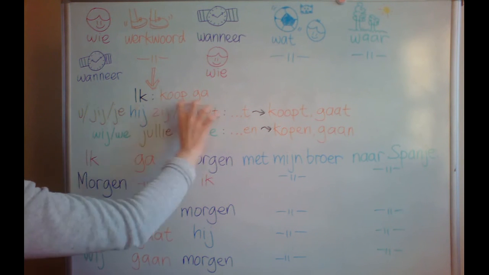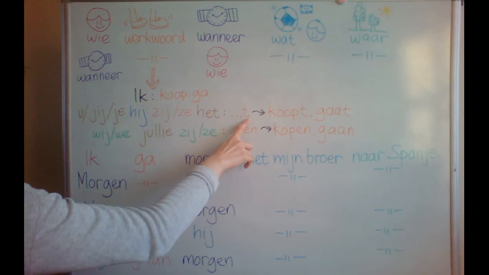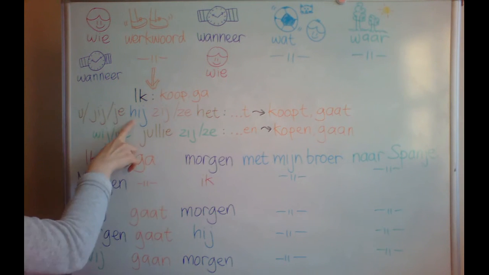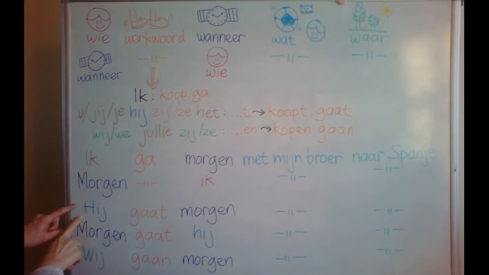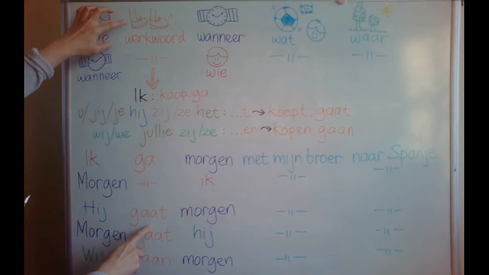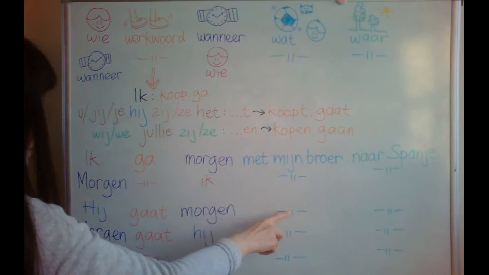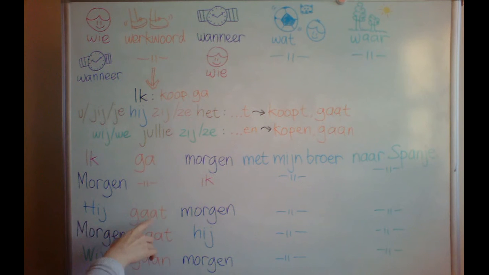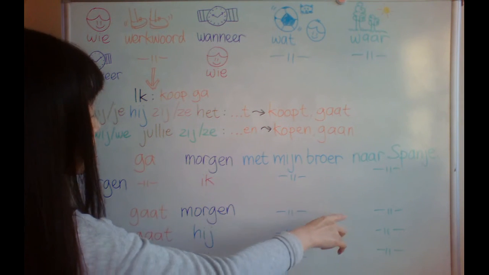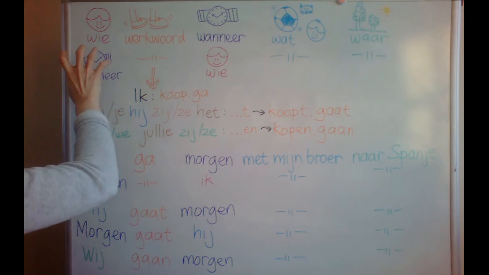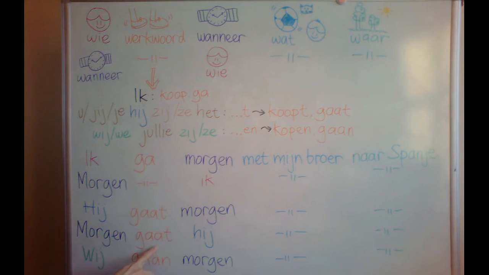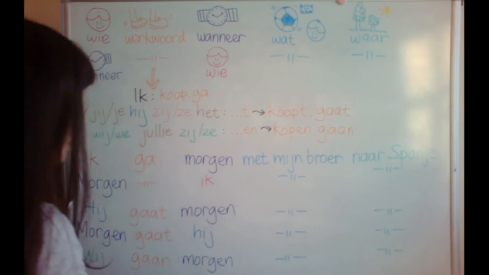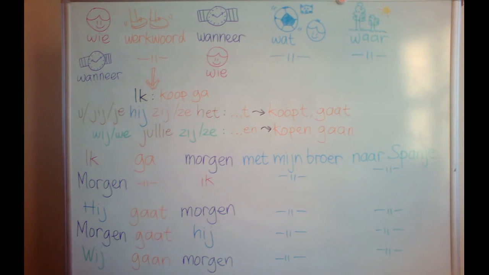We will try with subject that consists of one with T at the end. Gaat. We use hij, or in English, he. Hij gaat morgen met mijn broer naar Spanje. Switch. The werkwoord still in the second place. Morgen gaat hij met mijn broer naar Spanje. Tomorrow he goes with my brother to Spain.